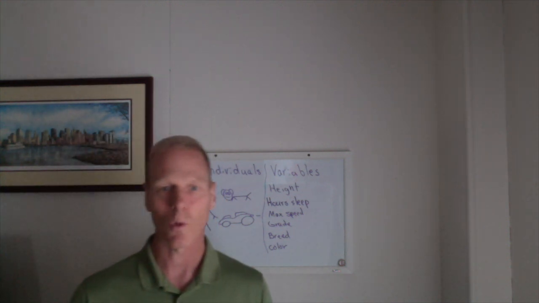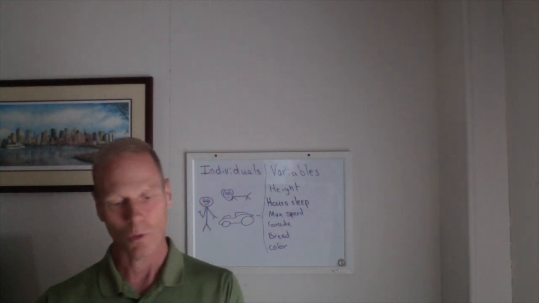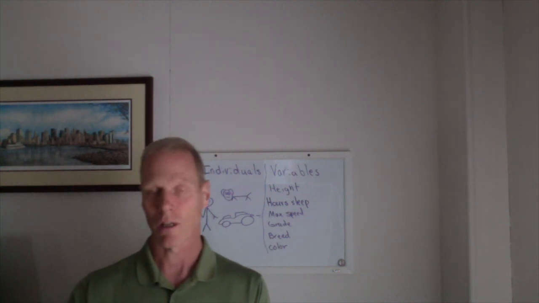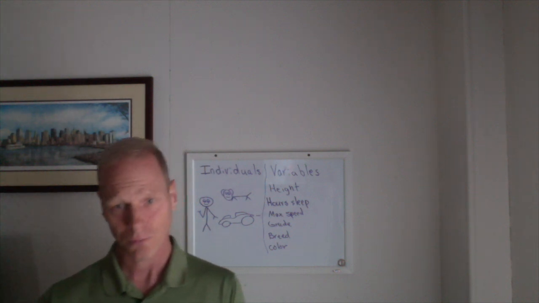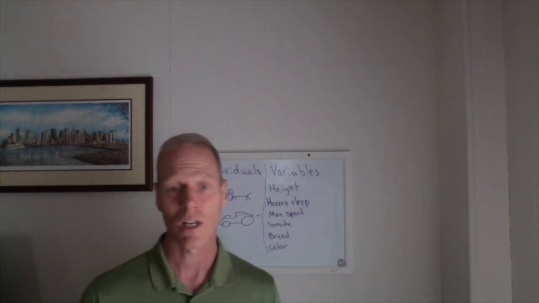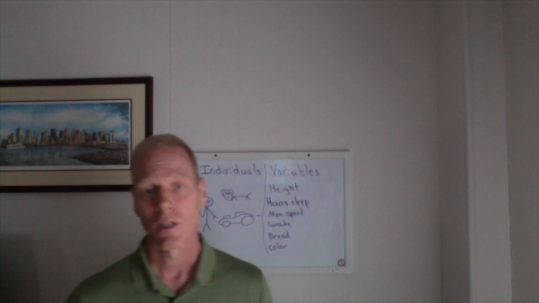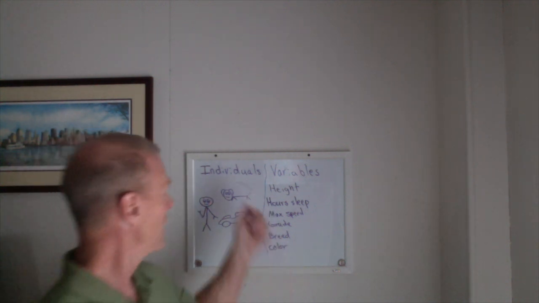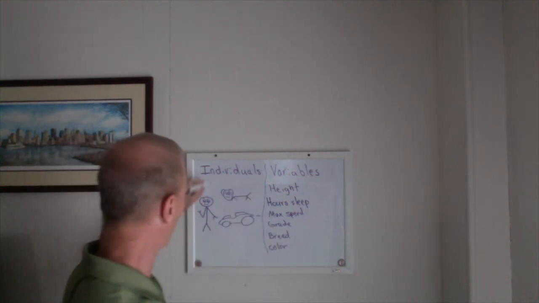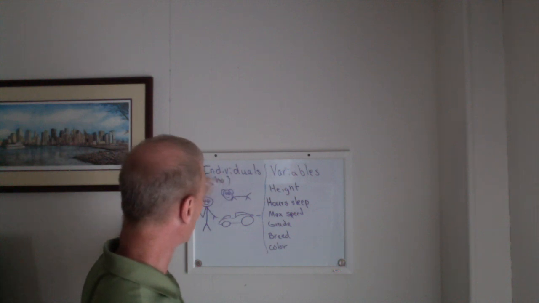Data analysis, what we do is we create graphs, we summarize data using tables, and then we display it using graphs so that we can ask questions about it. So these are the things that we're looking at. Individuals are the who. Who is it we're collecting information on?